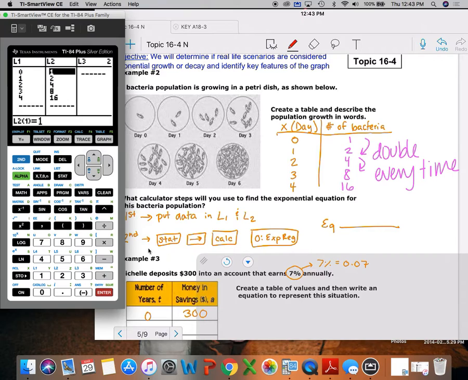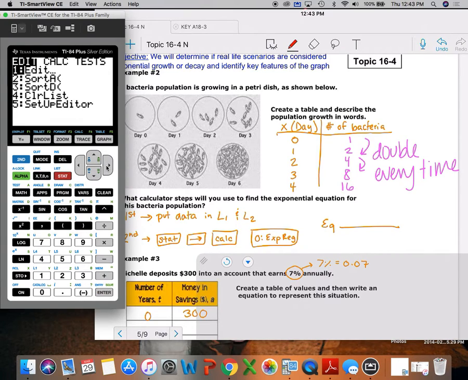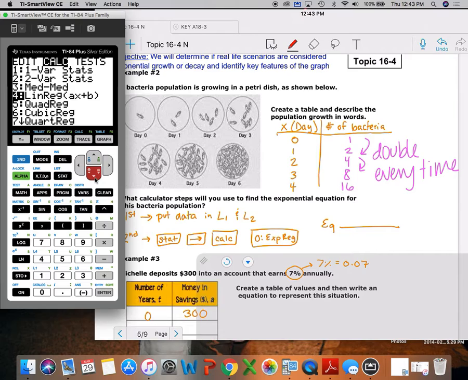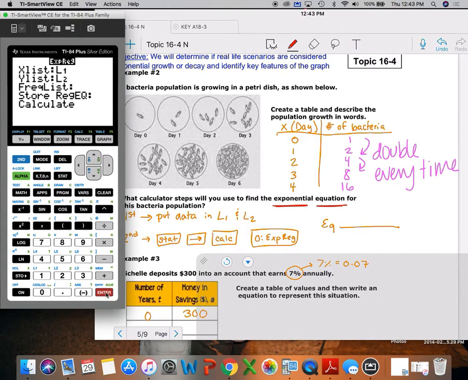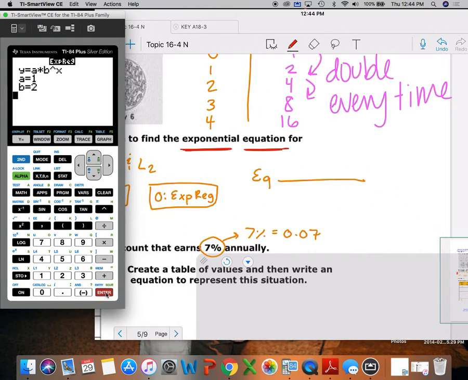From here, I follow my second steps, which is to click Stat, scroll right to calc. And because we know this is an exponential function, or an exponential equation because they told us that in the problem, I scroll all the way down to 0, which is an exponential regression. I click enter as many times as it takes until you get here. So my equation is going to be y equals my a value, which is 1, times b, which is 2, raised to the x.